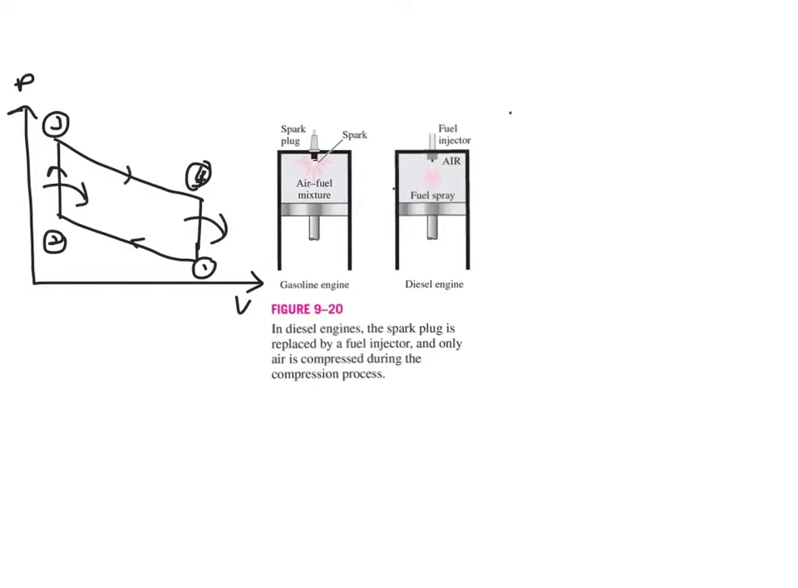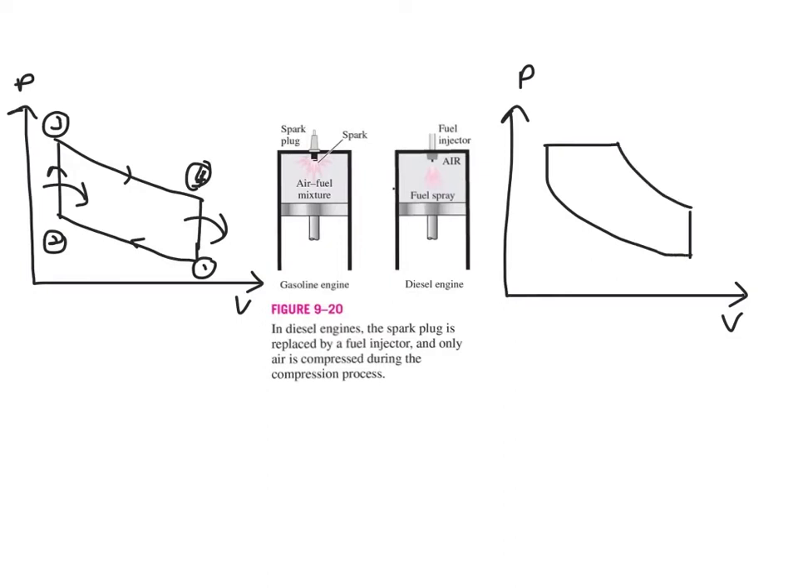And if you have a look at your compression ignition PV diagram, you will have heat addition over here and heat rejection over here. So if we label all these things, finally you can see that your heat addition is happening at constant pressure and your heat rejection is happening at constant volume.